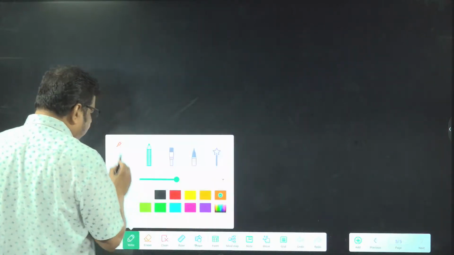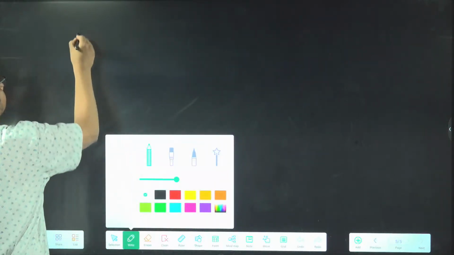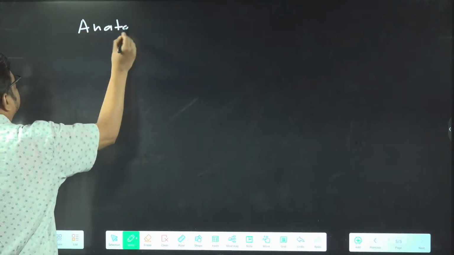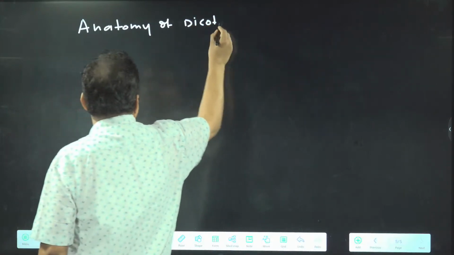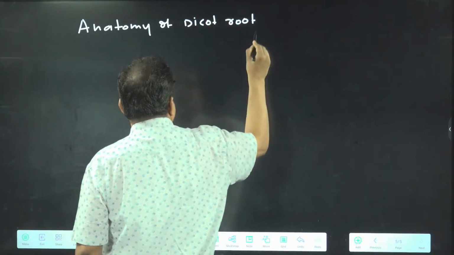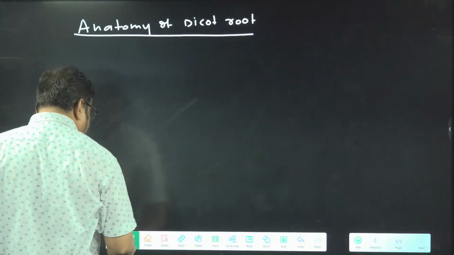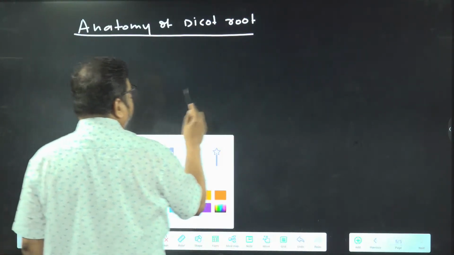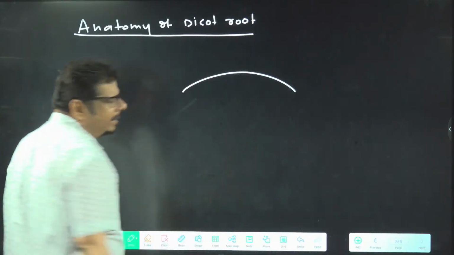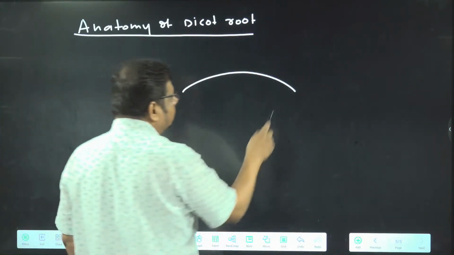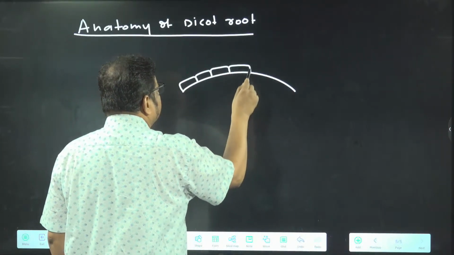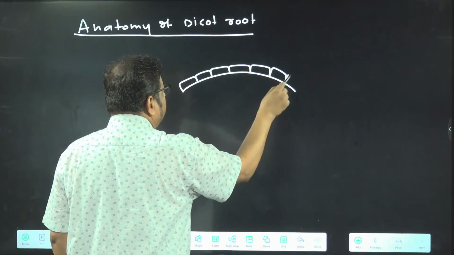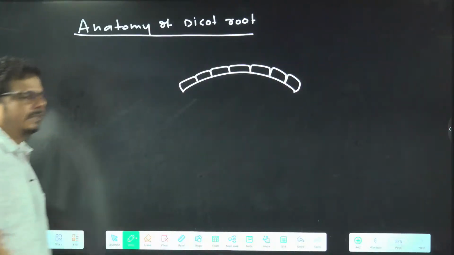Have a look here. So which one am I going to deal with? Anatomy of dicot root. So sequentially, you just have a look. In the dicot root, which is the outermost layer? Epidermis. And here epidermis has a special name, epiblema. So you can say epidermis, and you can also say epiblema. Is it clear?